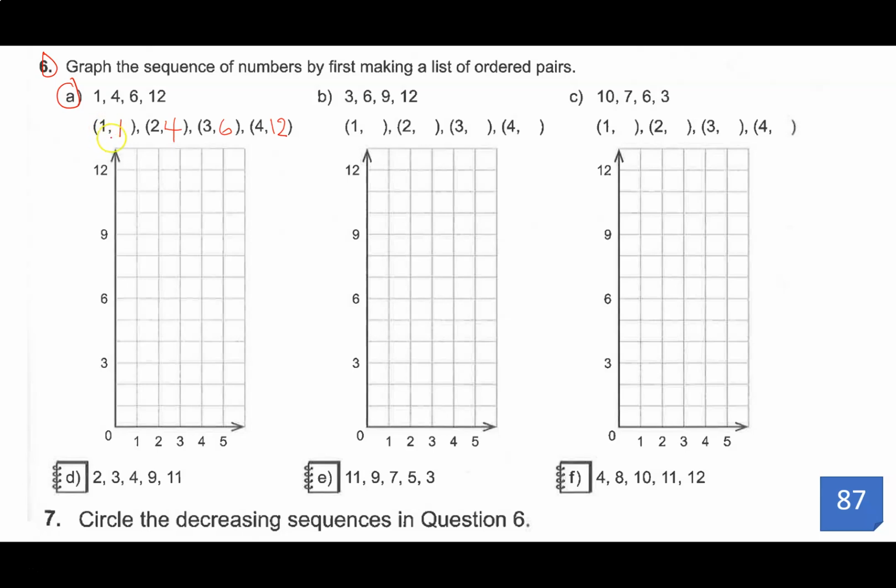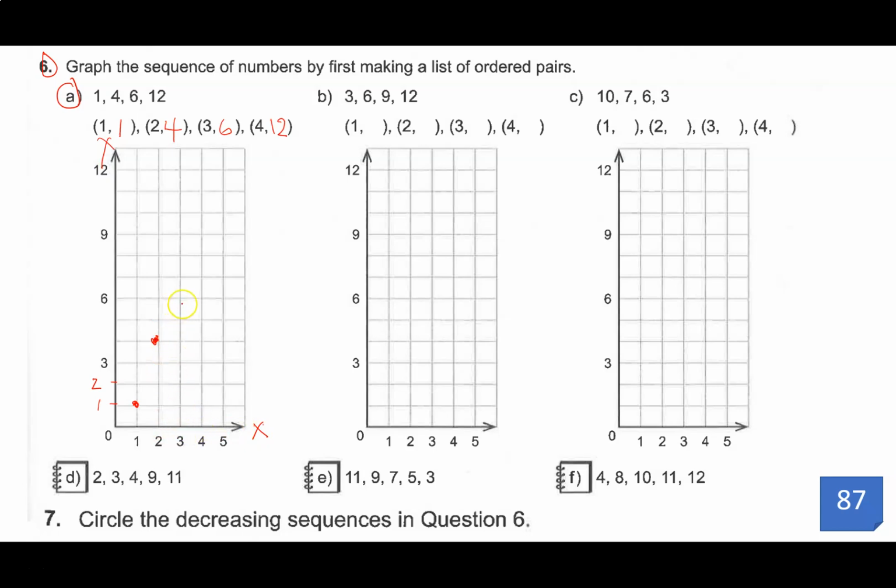All right, so 1, 1. You'll notice that the y-axis is missing some numbers. You can see 3 is here, and there are 2 spaces. So I know that the first line is 1, and the second line is 2. So our ordered pair 1, 1 is right here. 2, 4. So remember, starting with the x and then the y. 2, 4.